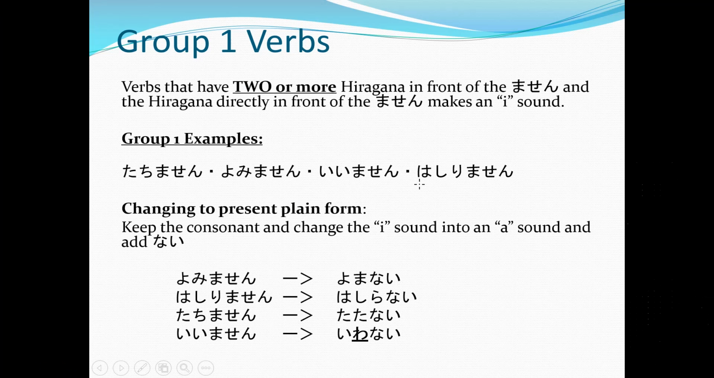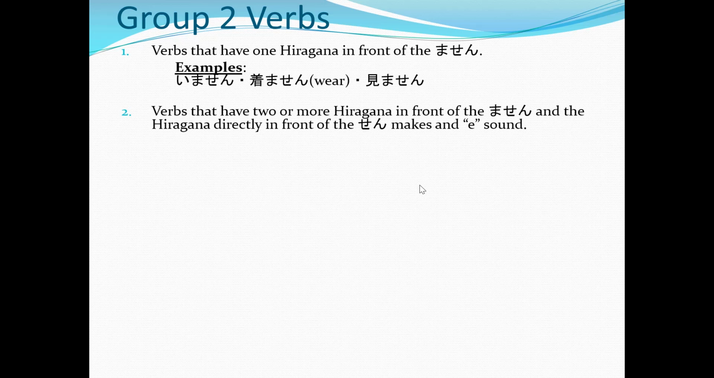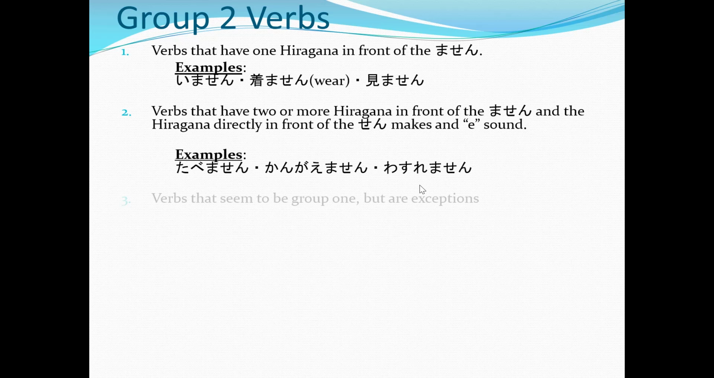I'm not going. Group 2 verbs. There's a couple. Verbs that have 1 hiragana in front of the masen. For example, imasen, kimasen, and mimasen. Verbs that have 2 or more hiragana in front of the masen, and the hiragana directly in front of the masen makes an e sound. Not an I sound, an e sound. For example, tabemasen, kangaemasen, wasuremasen.